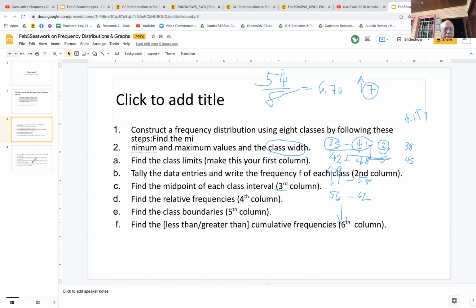I'll explain it in the table I made. Let's see if I can share that. I made here a table. Where is that?